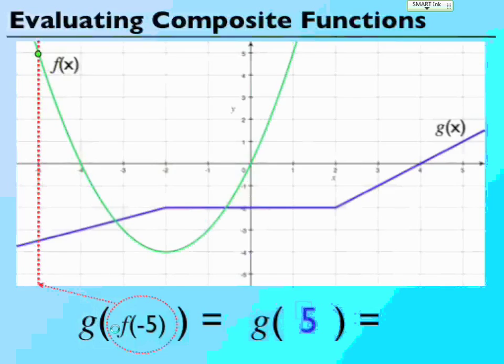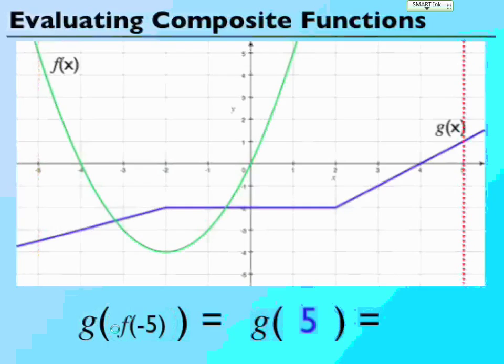Now we do g of 5. So we draw ourselves a new line here over at 5, x value of 5, and g of 5 is 1. So that's our final answer. G of f of -5 is 1.